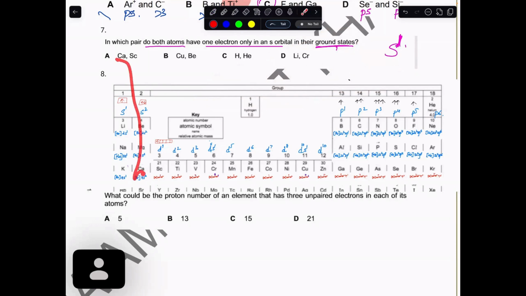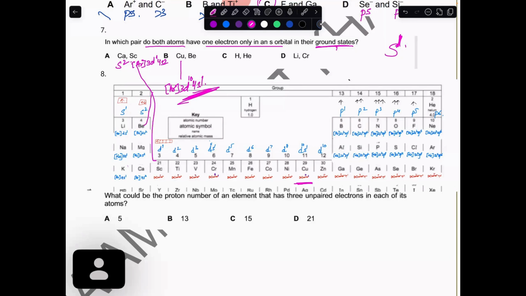If it is calcium, it is what? 4s2? Incorrect. Scandium, you know, it's scandium. It is argon 3d1 4s2, so not correct. Copper is what? Copper is argon 3d10 4s1. Perfect. Possible, one electron in s.